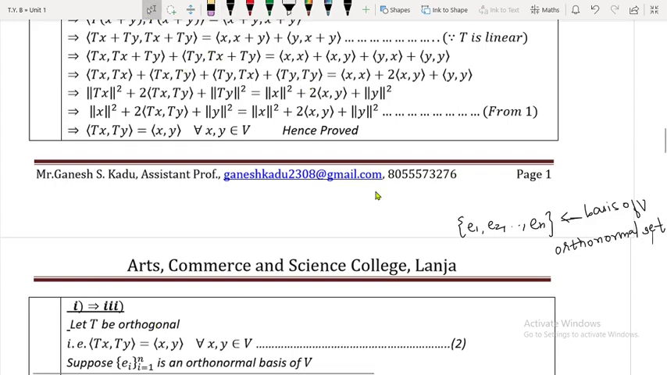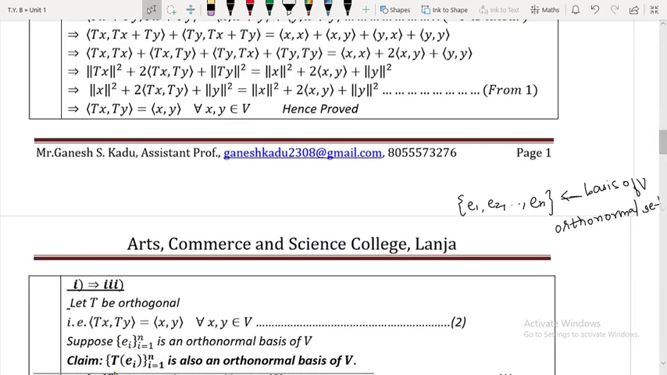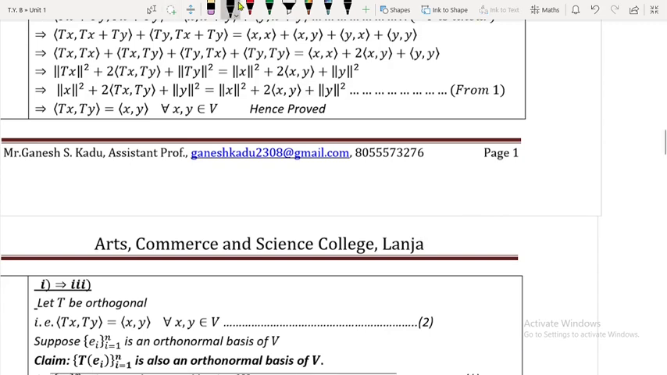So our claim is to show that T of e_i, i varying from 1 to n, is an orthonormal basis of V, right? So first of all what we will do is, first we will show that it is an orthonormal set, and then we will show that it is a basis of V. Now just note few things. Now since this set e_i, i varying from 1 to n, is an orthonormal basis of V, right?